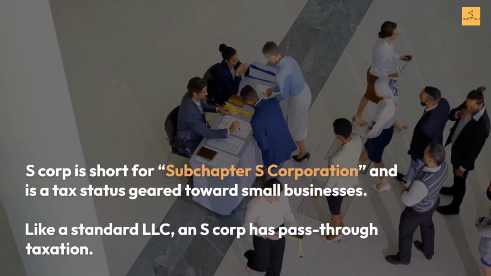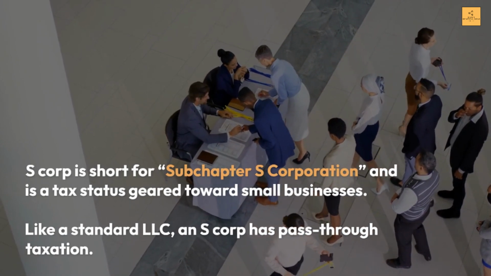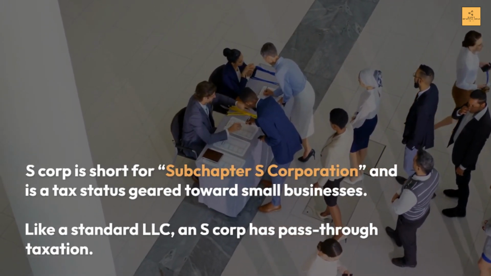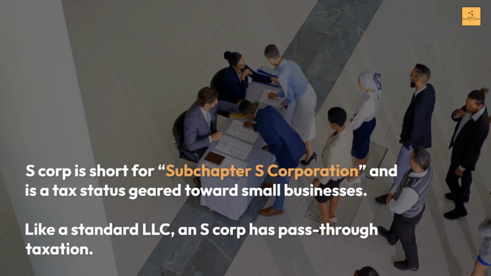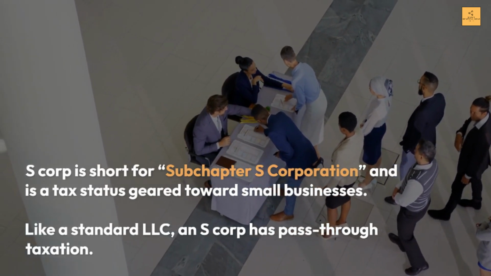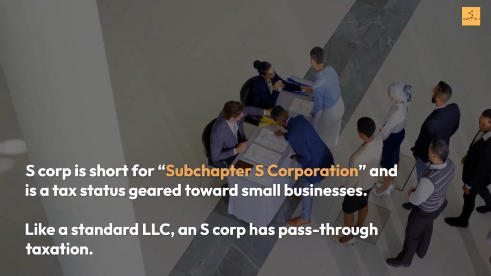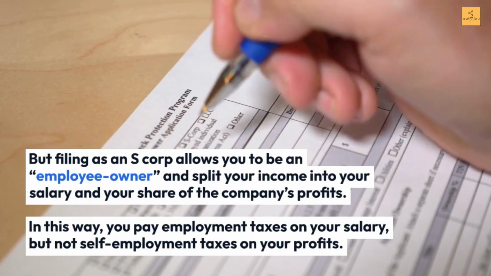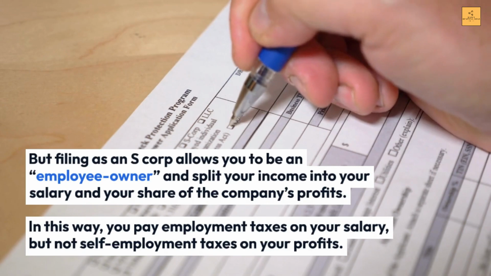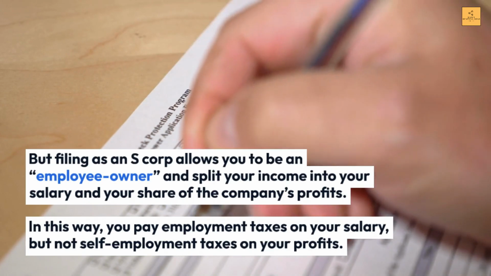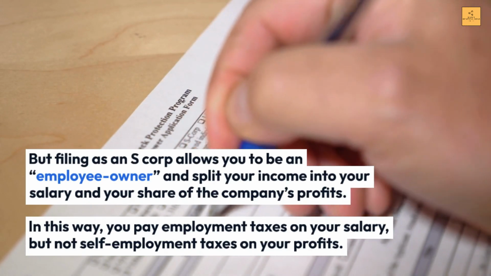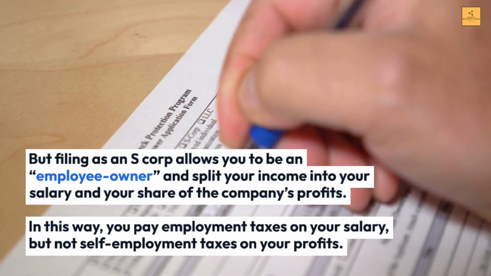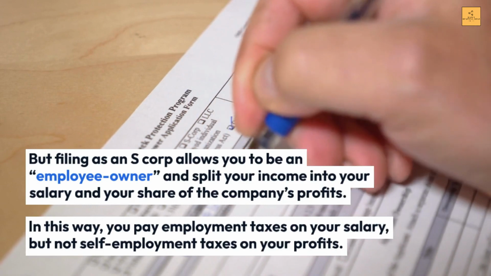S-Corp is short for Subchapter S Corporation and is a tax status geared toward small businesses. Like a standard LLC, an S-Corp has pass-through taxation. But filing as an S-Corp allows you to be an employee owner and split your income into your salary and your share of the company's profits. In this way, you pay employment taxes on your salary, but not self-employment taxes on your profits.